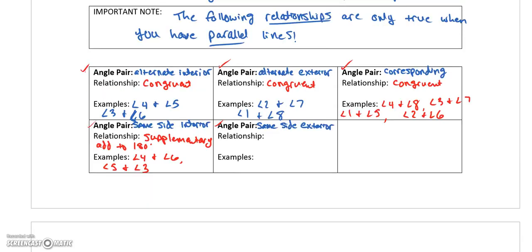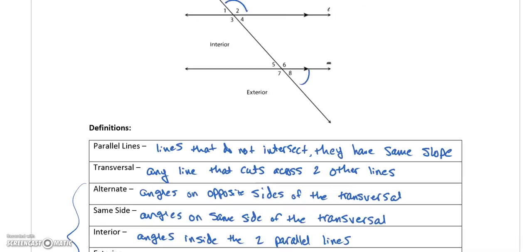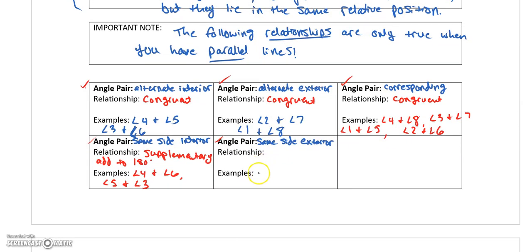Same side exterior angles. Now I'm looking at angle 1, 2, 7, and 8 because they're exterior, they're outside my parallel lines. Look for pairs of those that are on the same side of your transversal. So angle 2 and angle 8 are same side exterior, 1 and 7 are same side exterior. These will also be supplementary. Just trying to match up the color of my font, but you guys will be okay.